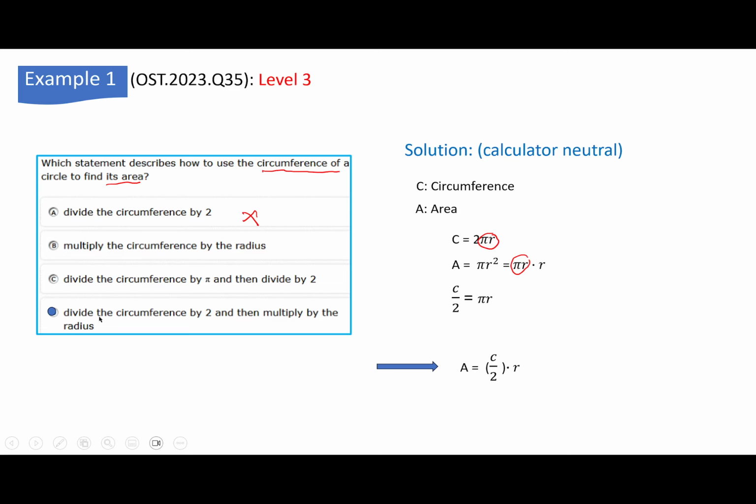And then multiply by the radius. So this question is a little bit tough, but I think once you try to understand that you're trying to tie the circumference to the area and do some calculation here, you find the answer.